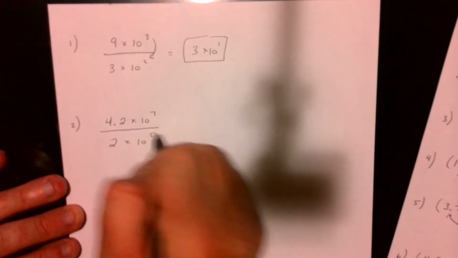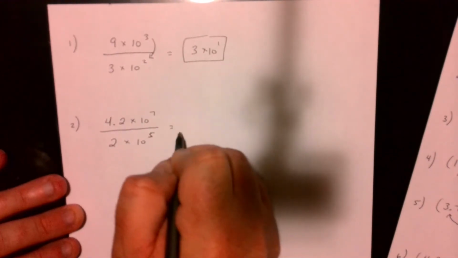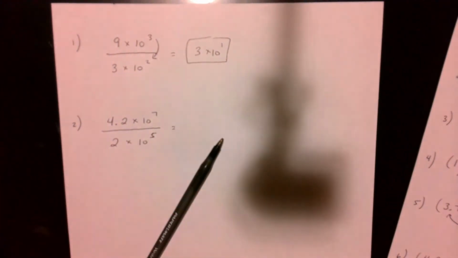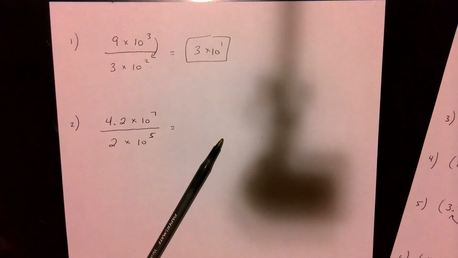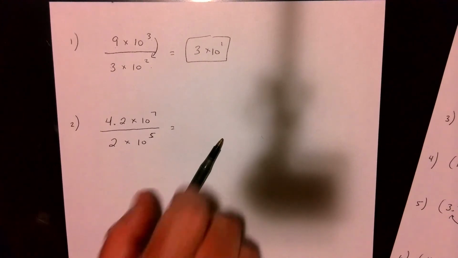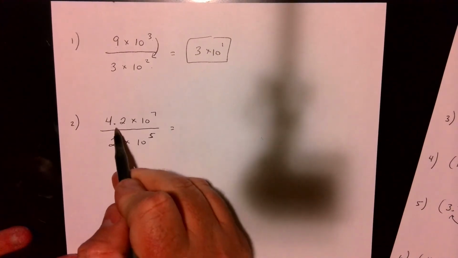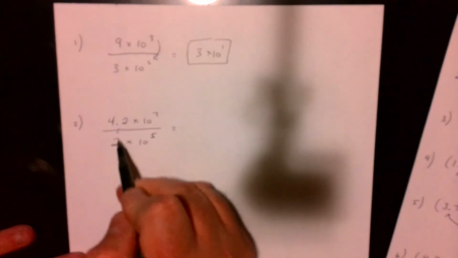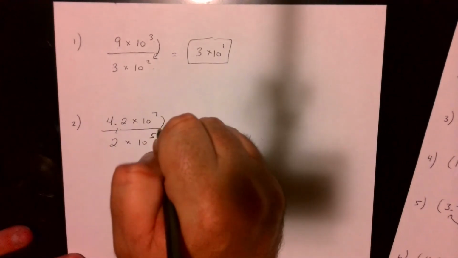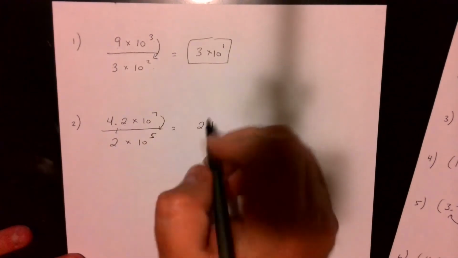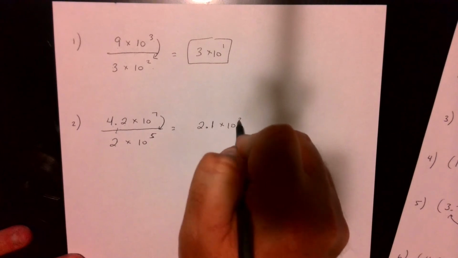Okay, so you guys, if we had 4.2 times 10 to the 7th divided by 2 times 10 to the 5th, try that one real quick. So in your calculator, 4.2 divided by 2 turns out to be 2.1. And then subtract, when we divide our exponents, and we get 10 to the second power.